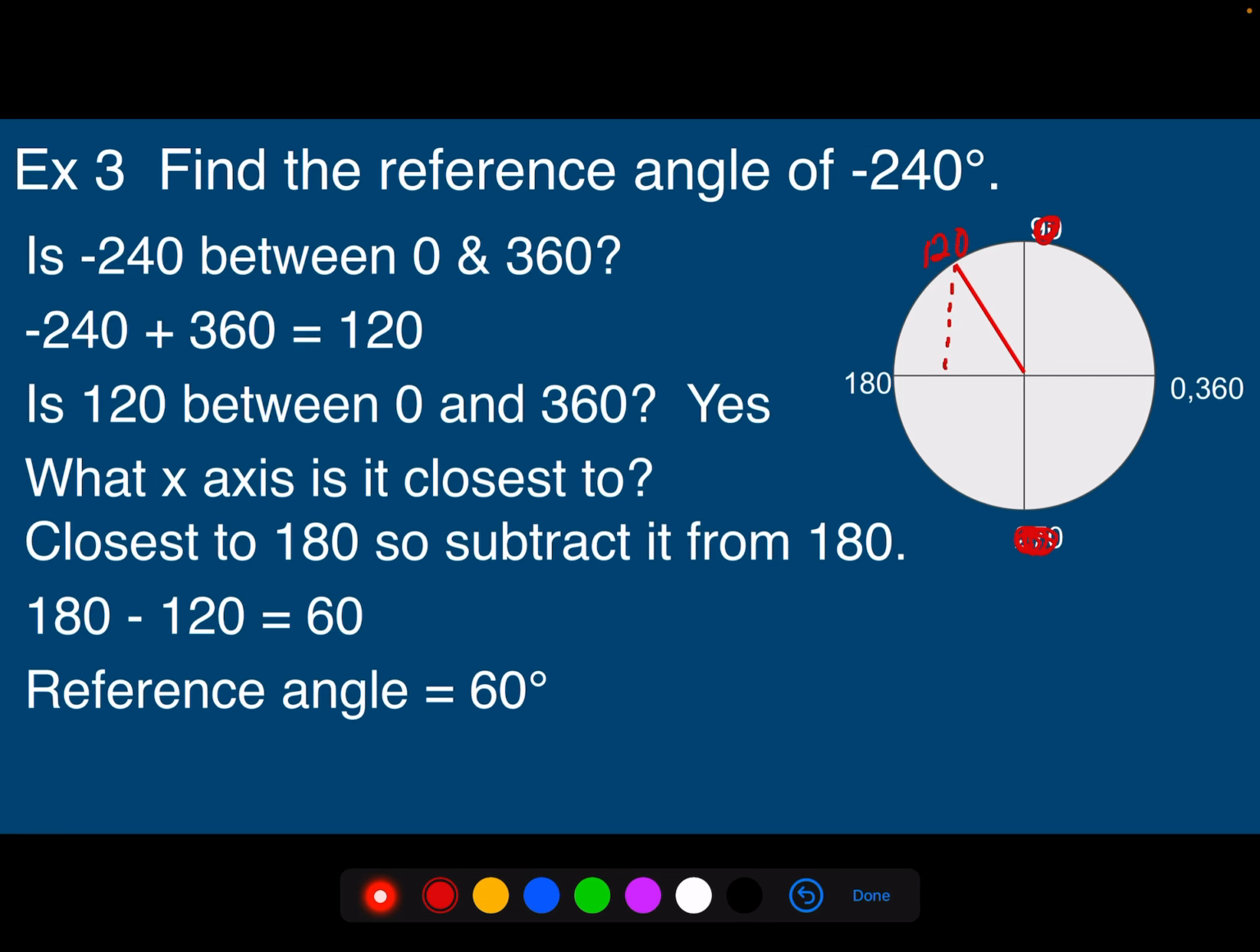The goal is eventually that this angle right here is the reference angle I'm going to use to find the sine, cosine, tangent, cosecant, secant, cotangent of negative 240 degrees. But for now, that's my reference angle, which is 60 degrees. And that is reference angles with degrees.